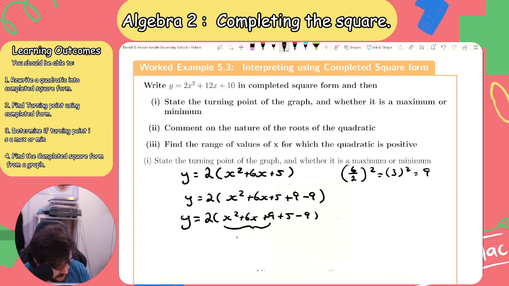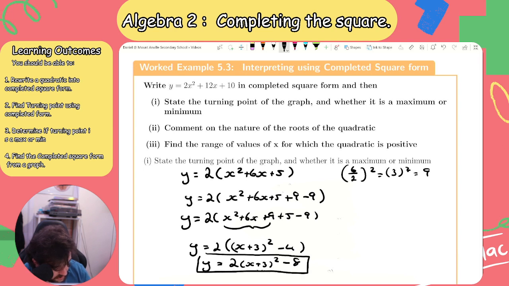This here is a perfect square, and that can be written as (x plus 3) all squared. And then 5 minus 9 is minus 4. Then finally, multiplying by this 2, I'm left with 2 times (x plus 3) all squared minus 8. And that is my final solution there.